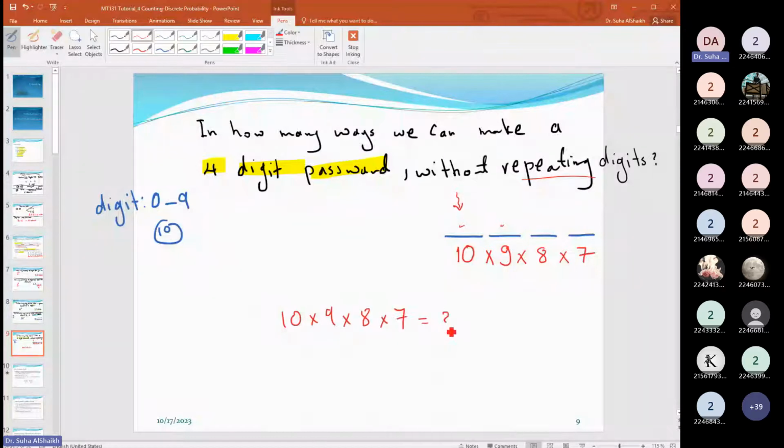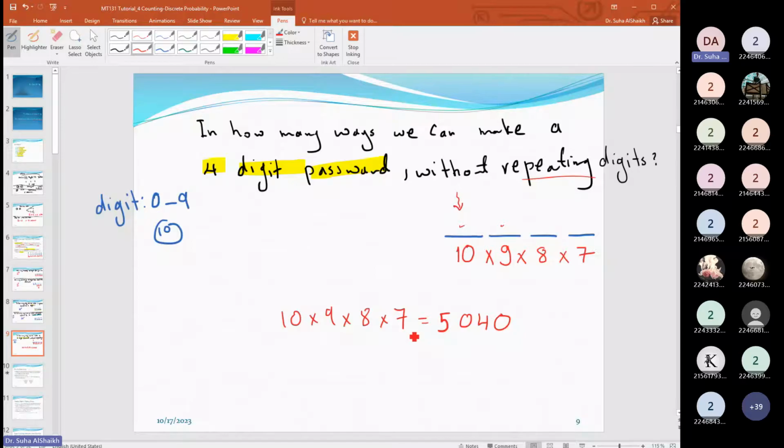Of course, we get the answer here. You use your calculator to find the answer. 5,040. Thank you, Khalid. It's equal to 5,040. Many questions can be about this counting technique, which is the product technique.